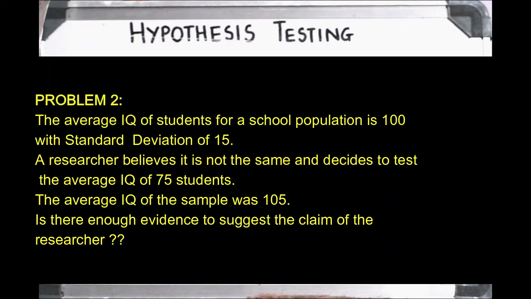Now the researcher is claiming that it is not the same. It may be less than 100, it may be more than 100. The researcher has not specified whether it is less than 100 or more than 100. It means we have to take that it is not equal to 100. It is a classic example of a two-tailed test.